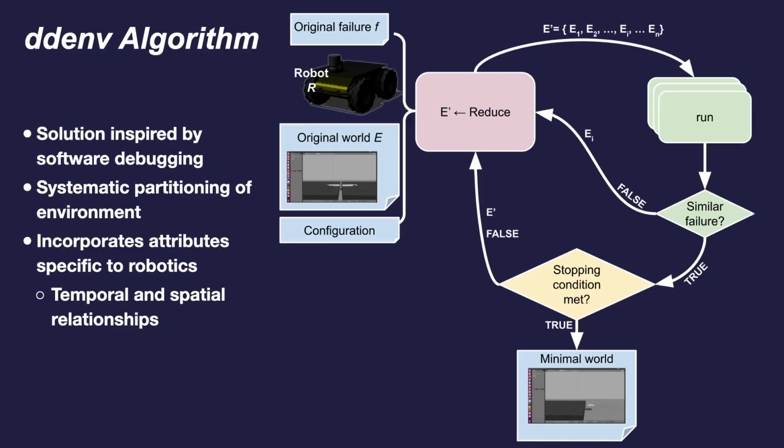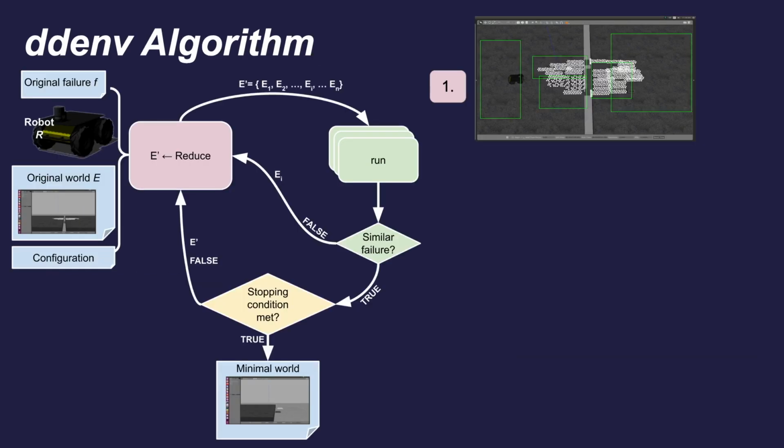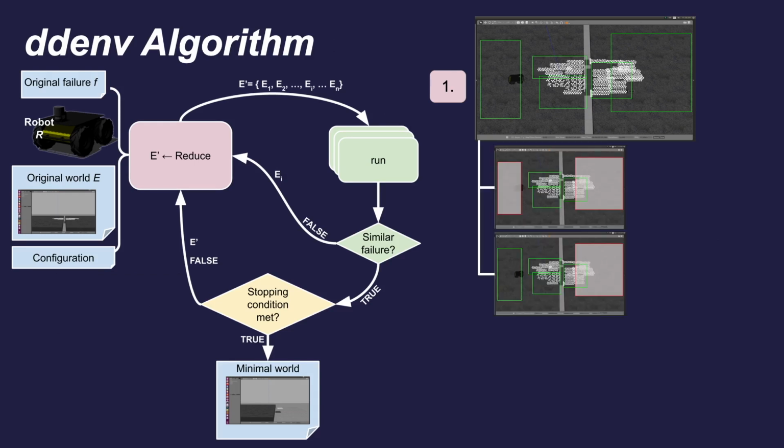Our environment reduction takes cues from established software debugging techniques. We leverage the temporal and spatial relations to heuristically partition the environment, prioritize sub-environments, and reduce the environment and compare the results against the original failure. First, we systematically reduce E to sub-environments, using partitioning and prioritization heuristics that incorporate prior knowledge from previous runs. For example, we can partition on the proximity of elements in the environment and prioritize according to how close those partitioned centroids are to the trajectory of the robot.